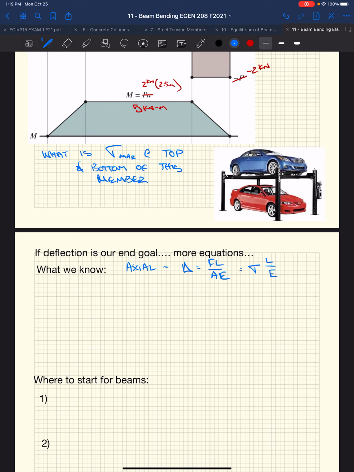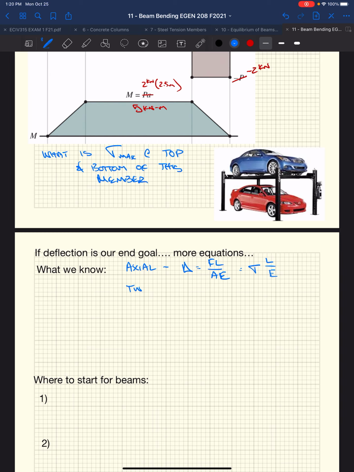In order to get this equation, we took stress, knowing F over A. We know Hooke's law, which relates stress and strain and modulus of elasticity. And then the definition of strain is our change in length, deflection over our original length. So we combined all three of those equations into one, and we could solve for the deflection. So that's what we did for axial.